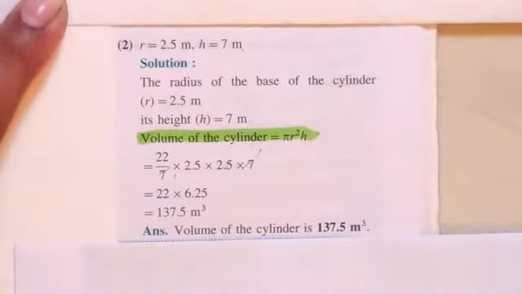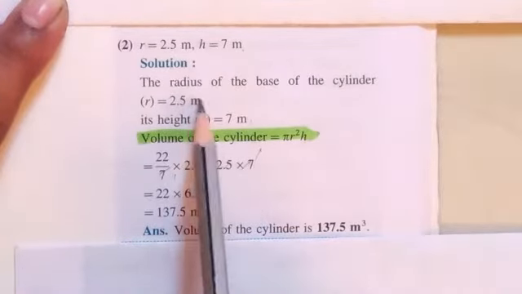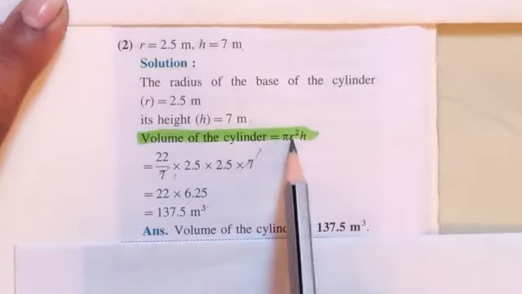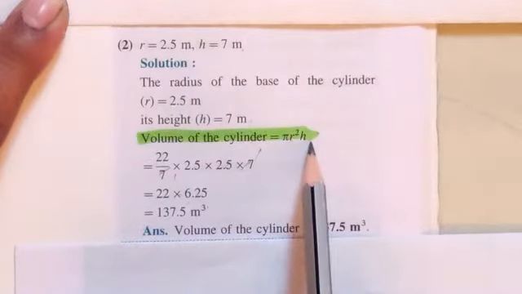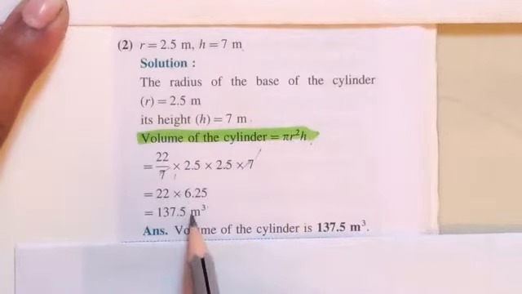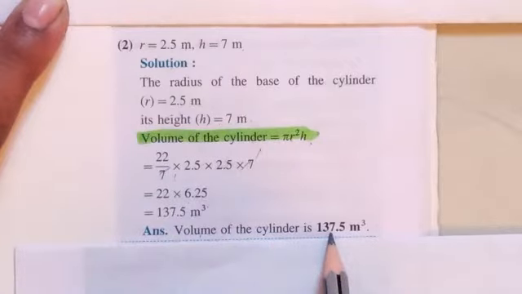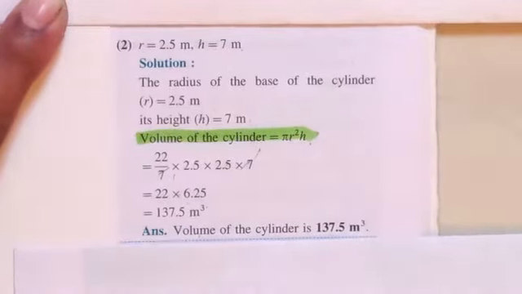Now students, the question may come to your mind, why have we written m raised to 3? As the values are given in meter, and in the formula we have radius two times and height one time, that's why we have written here m raised to 3. Let's write the answer in words, that is volume of the cylinder is 137.5 m raised to 3. Let's take the screenshot and write it properly in your notebook.